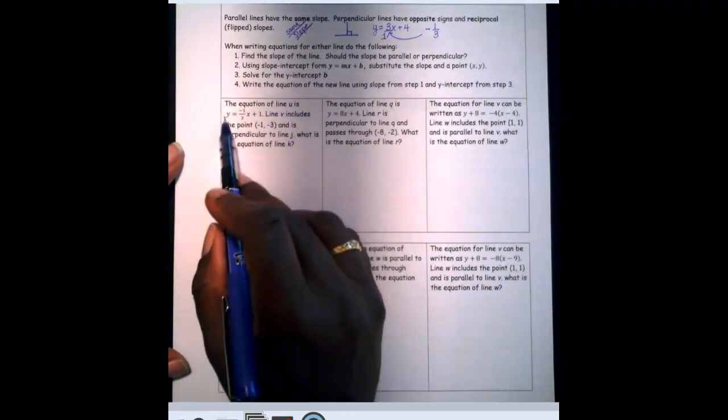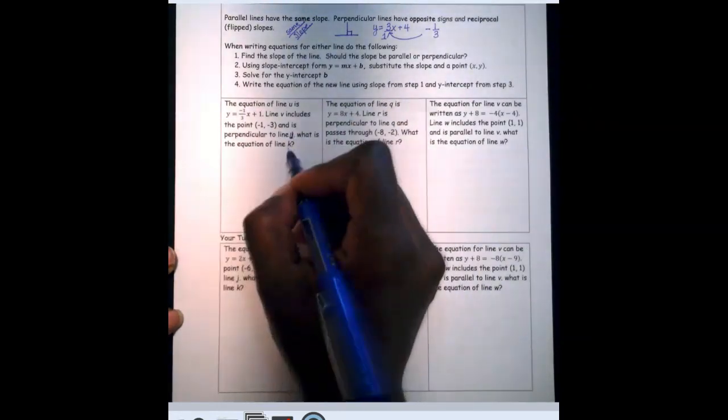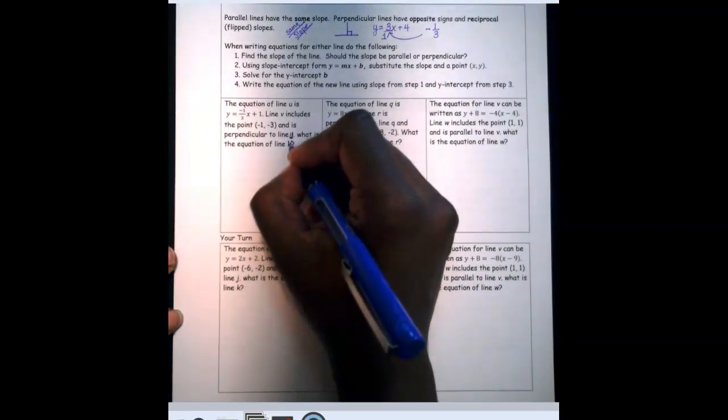So let's go ahead and get into it. Here we have the equation of line U: y is equal to negative 1/3 x plus 1. Line V includes the point negative 1, negative 3, and is perpendicular to line J. This should be U. What is the equation of line V? That was all kinds of messed up, wasn't it?